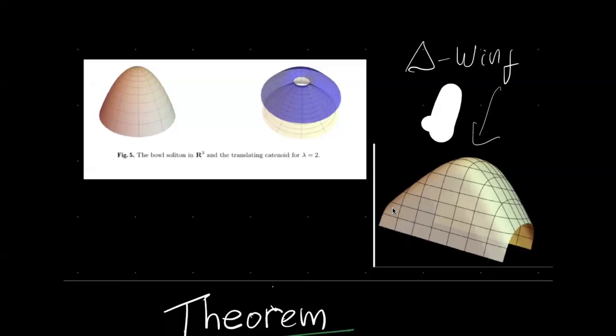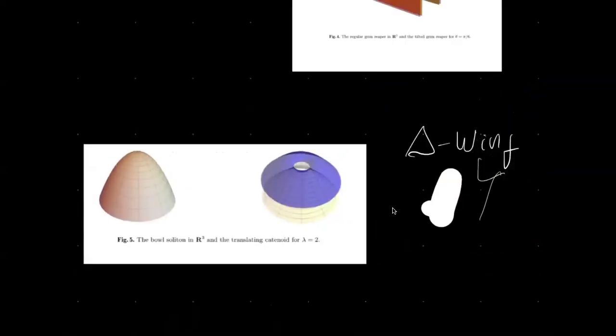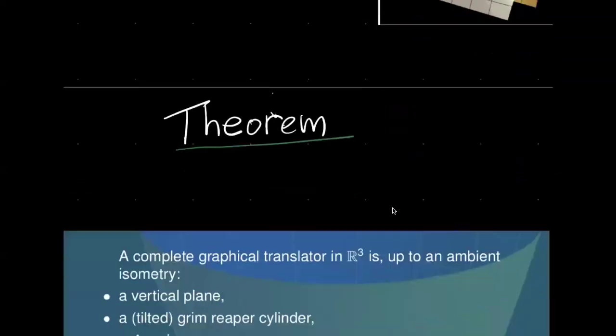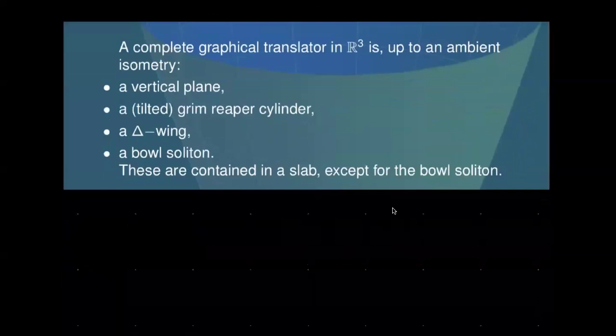So in fact, people classified all the graphical ones, and all the graphical ones are just the ones that I showed you. There are no more. They're all in a slab, except for the ball soliton that is defined everywhere, and you know very well how it behaves. And there are planes, of course, but these are the non-moving translators.